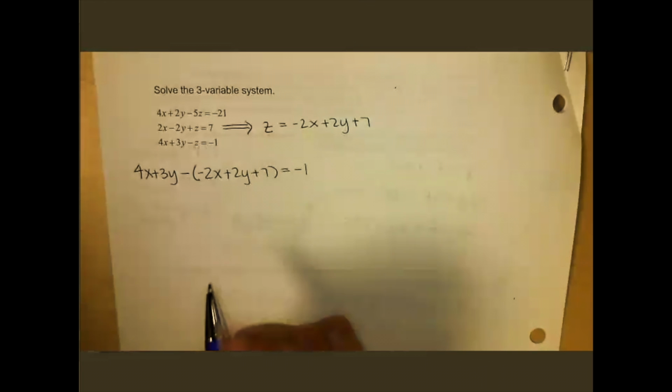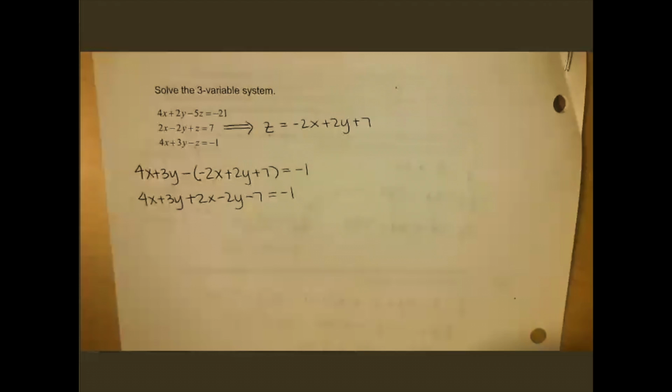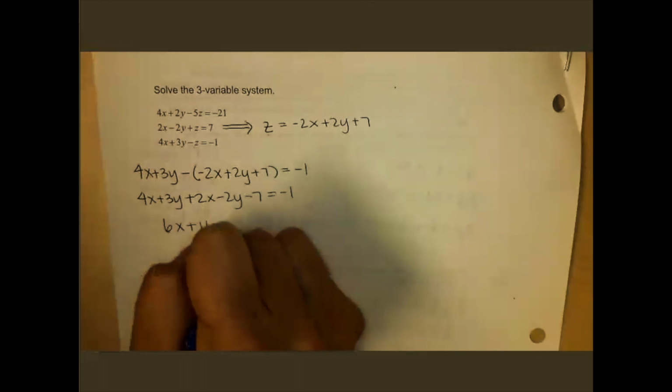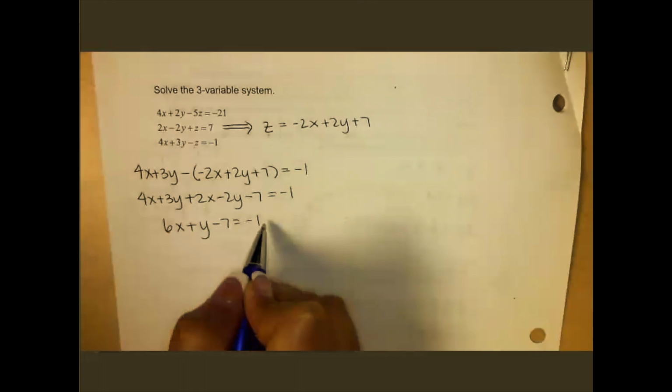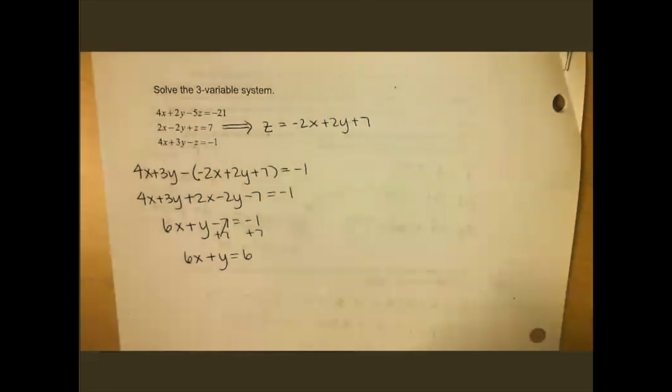So now we distribute. And we combine our like terms. And then I'm going to bring this 7 to the other side so that the constants are together. So I add that 7, and we get 6x plus y is equal to 6. I now have a two-variable equation.